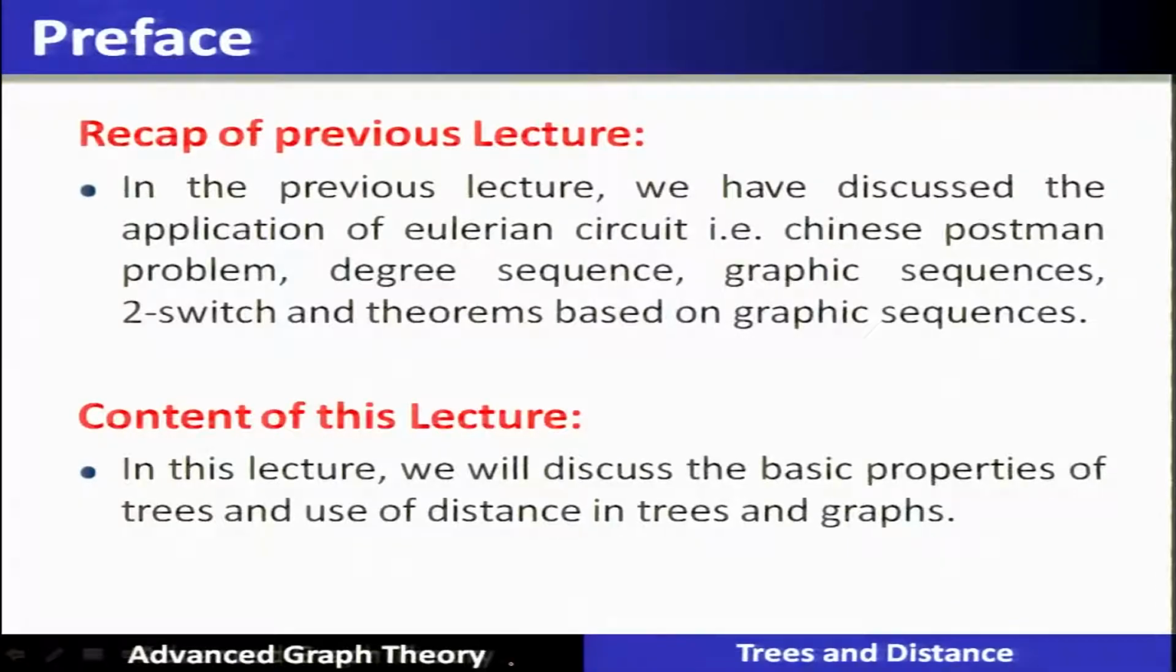In the previous lecture, we discussed the application of Eulerian circuit, that is the Chinese postman problem and its algorithm. We have also seen the degree sequence, then graphic sequences and two switch operations, and the theorems based on the graphic sequence, which we also proved in the last lecture.